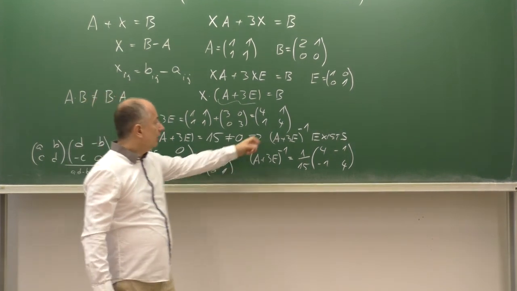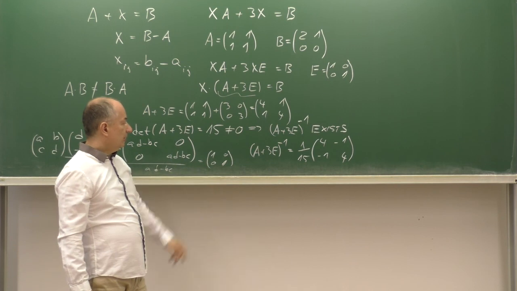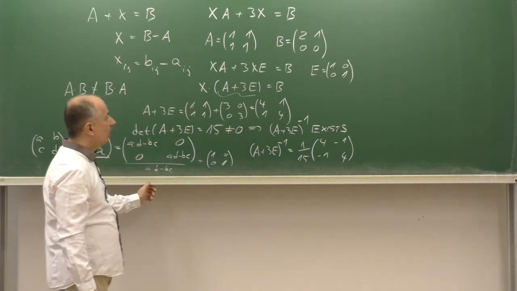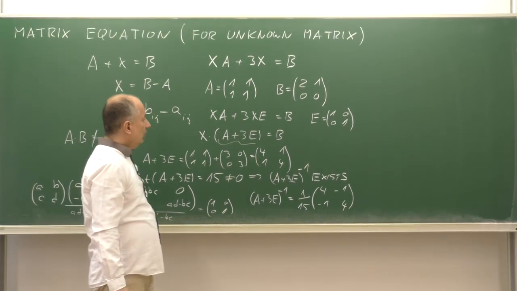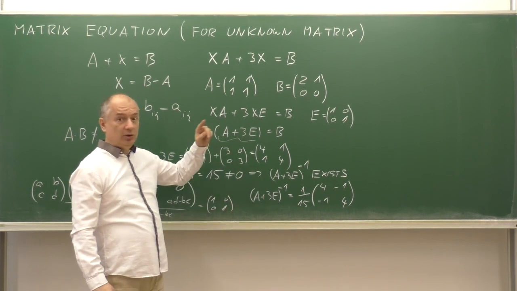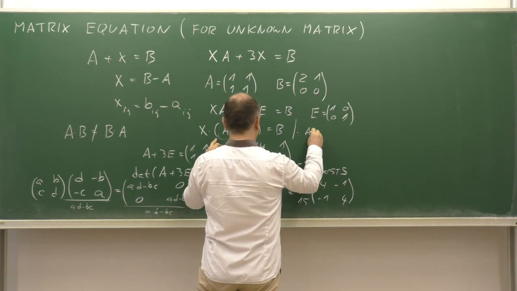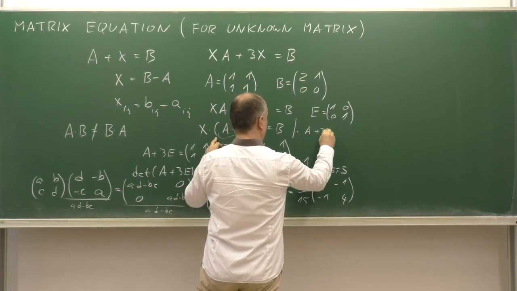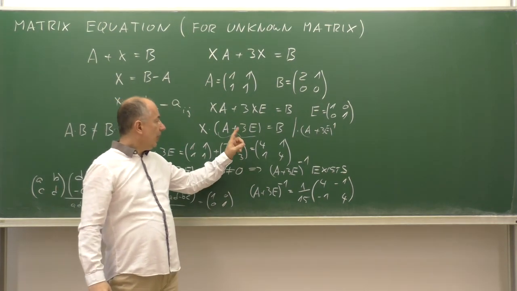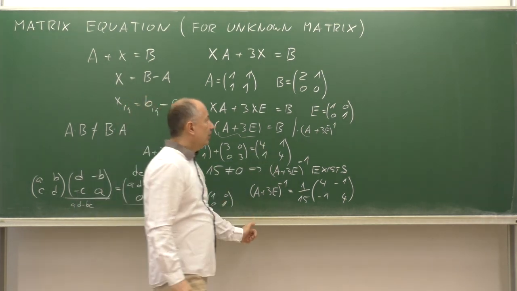It's a good idea to multiply these two matrices to be sure that the product is the identity matrix. That means this is indeed the inverse. So we can go back here, and when we multiply from the right by the inverse, A plus 3B inverse, it removes this bracket and we have X alone on the left, and on the right we have the solution.